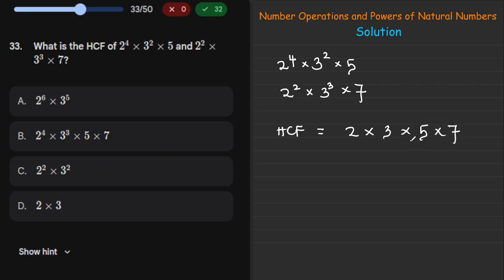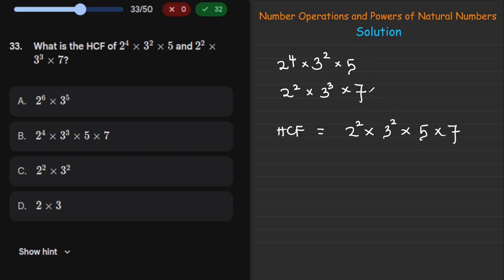As I've said repeatedly, for highest common factor, we go in for the lowest of these powers. So let's look at how we are going to work that out. The power of 2 here is 2, and the power of 2 here is 4. The lowest is 2. The power of 3 here is 2, and here is 3. The lowest is 2.